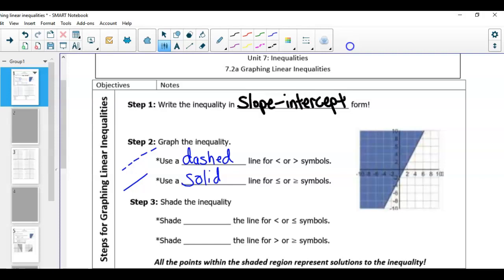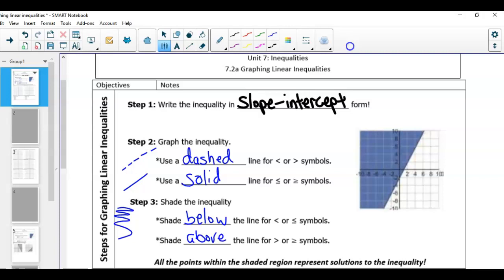In addition to that, we are also going to shade in on the graph. You could do this if you're doing it on paper with a highlighter, or with a pencil, lightly. When you're doing it on GoFormative, there are different colors, and you can just kind of shade it like that, which you'll see here in a bit. But if we have less than symbols, it doesn't matter if it's strictly less than or equal to. If we have either one of those, we're going to shade below the line. And if we have greater than or equal to, we're going to shade above the line.